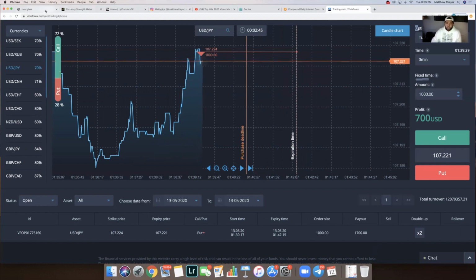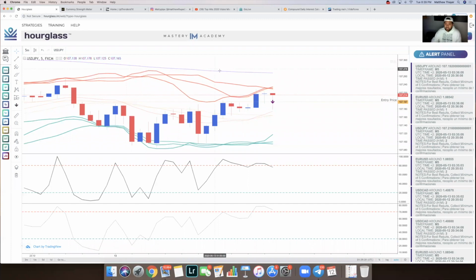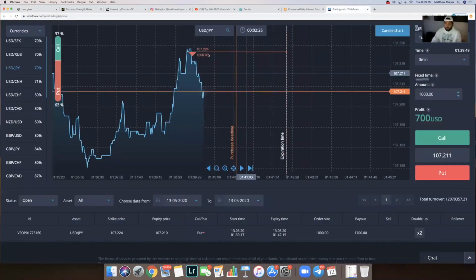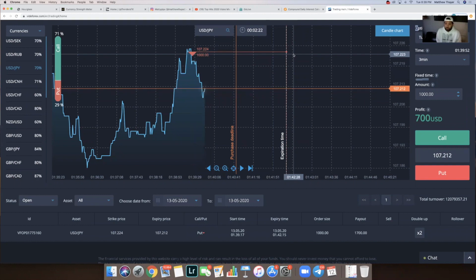The reason why I took that trade is because I have a down arrow on the hourglass with IM Mastery Academy. So when you get started, you can have access to my strategy. It's very, very simple. If you see a down arrow, you press the put button. If you see an up arrow, you press the call button. I just saw the arrow, so I pressed put. I didn't do any further analysis than that. It was just a very simple reaction to my strategy.